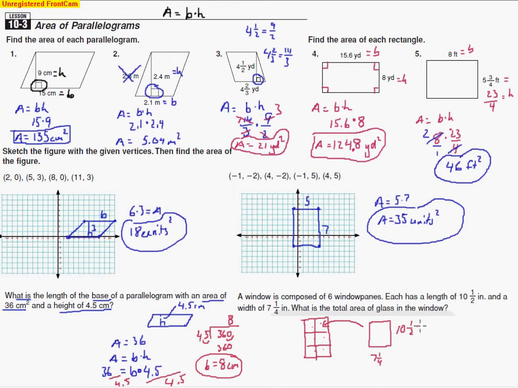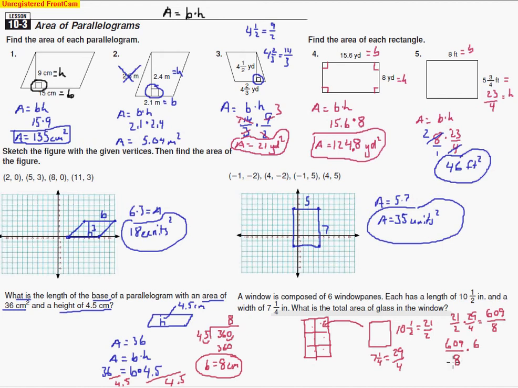So let's change this to an improper fraction first. So 21 halves. So 10 times 2 plus 1 makes 21 over 2. This is going to be 29 fourths. So 7 times 4 plus 1 makes 29 fourths. So I go 21 halves times 29 over 4. Well, no cross canceling this time, so we just got to multiply across. So when we do that, 21 times 29 gives us 609 over 8. Well, I'm going to leave it like this for right now. And I'm going to multiply this 609 over 8 by 6 because there's 6 window panes.